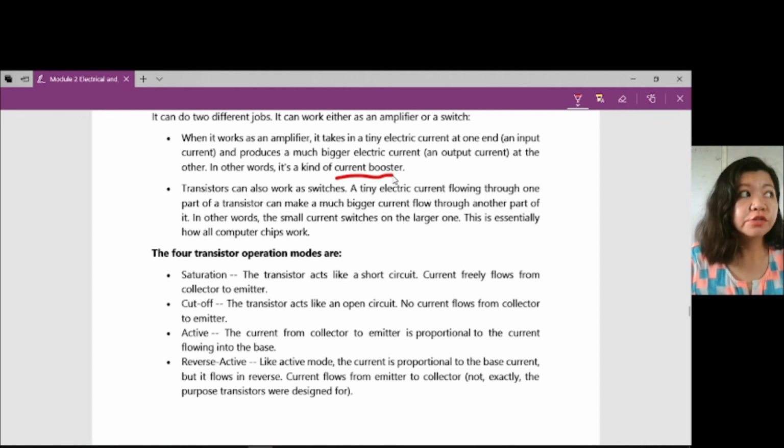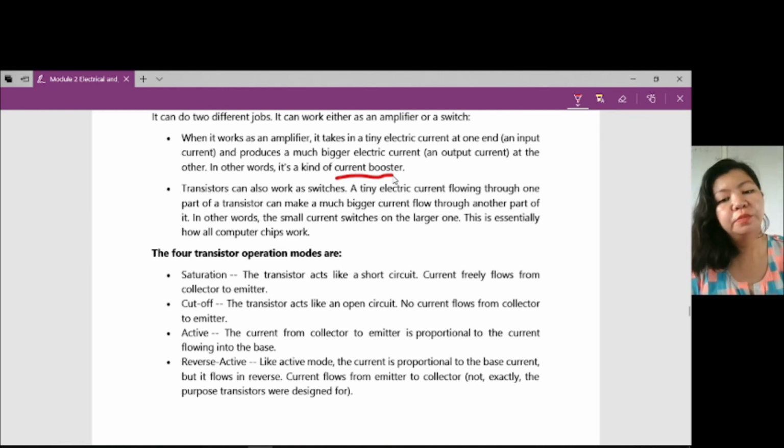Now, transistors can also function as switches. So a tiny electric current flowing through one part of the transistor can make a much bigger current flow through another part. In other words, small current switches on the larger one. This is essentially how all computer chips work. Kaya siya yung ginamit natin to replace the vacuum tubes.